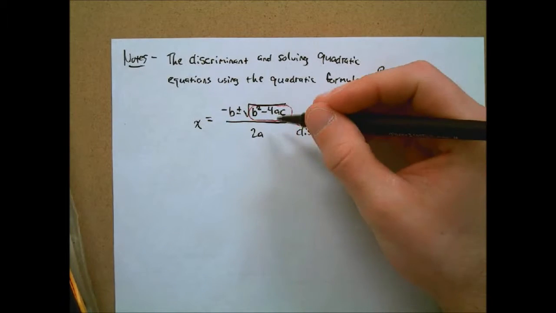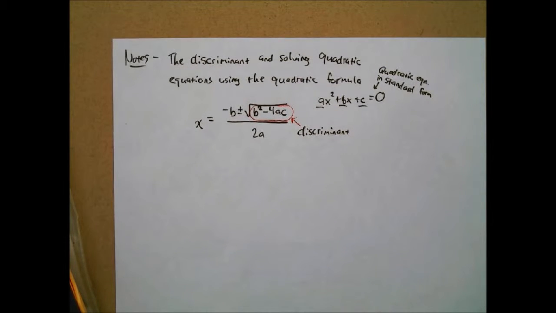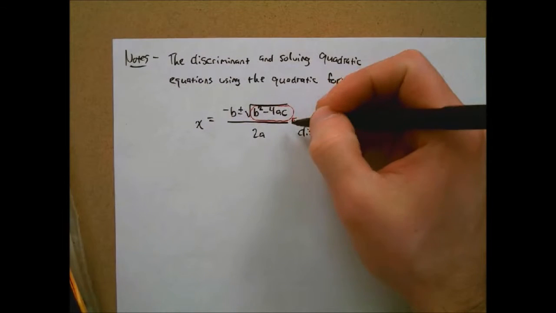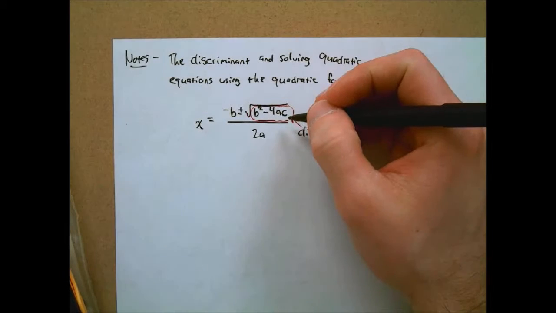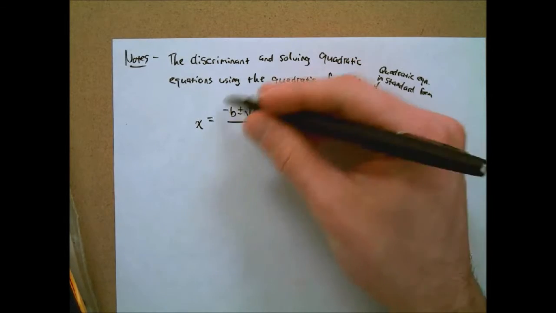And what does it help us discriminate? It helps us determine how many solutions a given particular quadratic equation will have. The discriminant will tell us how many solutions there are. It will not tell us what the solutions are. That's why we need the full quadratic formula for that.